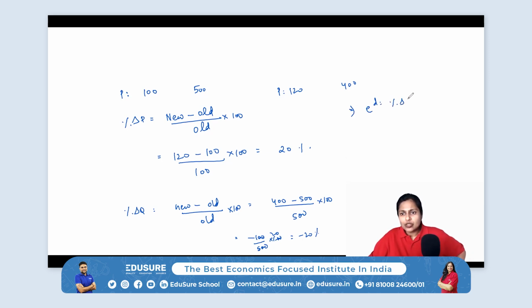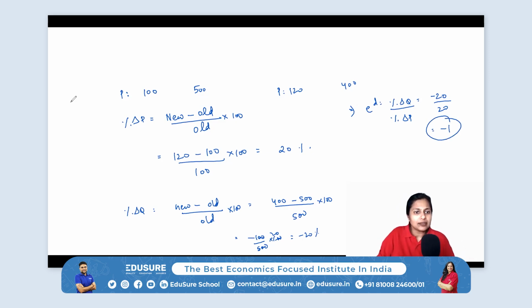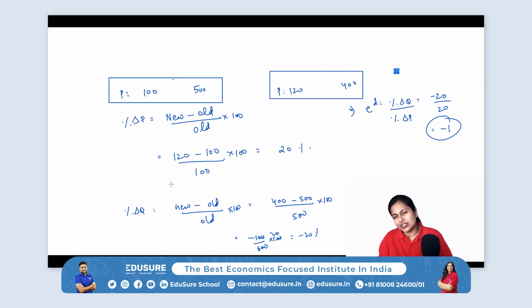Elasticity is percentage change in quantity upon percentage change in price, which is equal to minus 20 upon 20, which is equal to minus 1. So the elasticity of this example is minus 1. Minus 1 means the percentage change in quantity is equal to the percentage change in price. So price increased by 20%, quantity fell by 20%. Okay, so you take out the percentage.